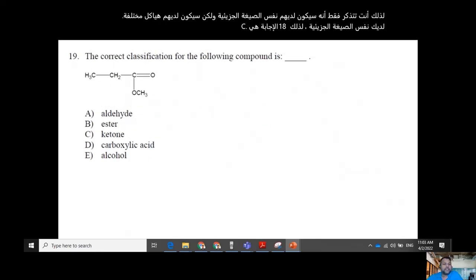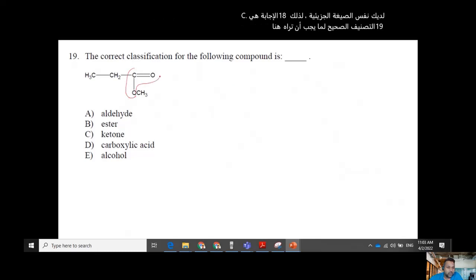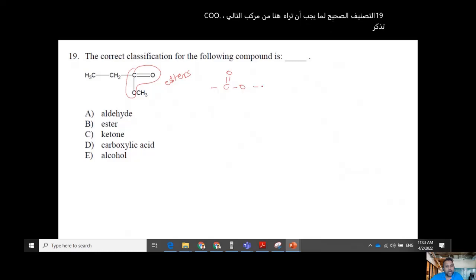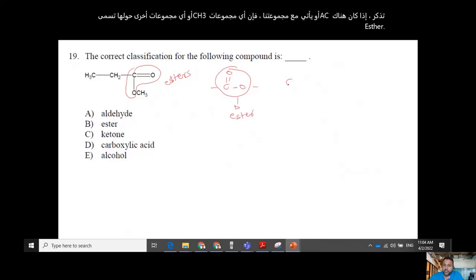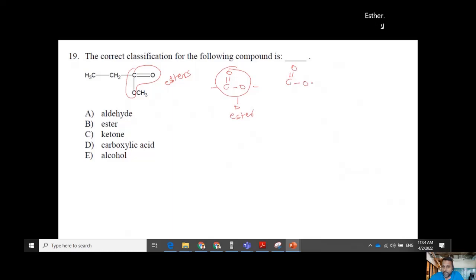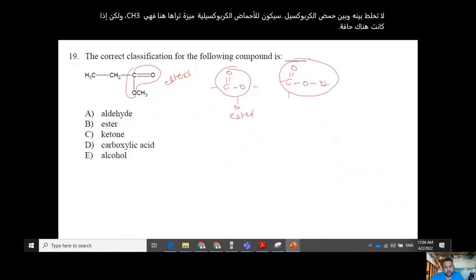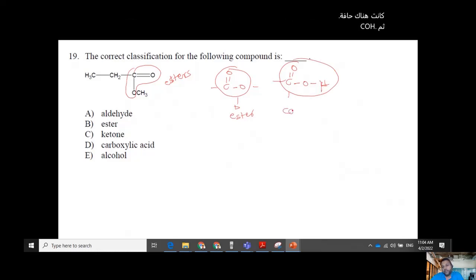19. The correct classification for the following compound. You have to see COO here. If COOCH3 comes, they are esters. Remember, if a COO comes with an R group, any CH3 group or any other group around, that is called an ester. Don't confuse it with a carboxylic acid. Carboxylic acids will have an H. You see here it is CH3. But if there is an H, then COOH, this is a carboxylic acid.